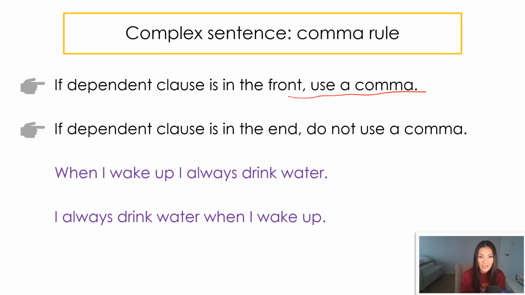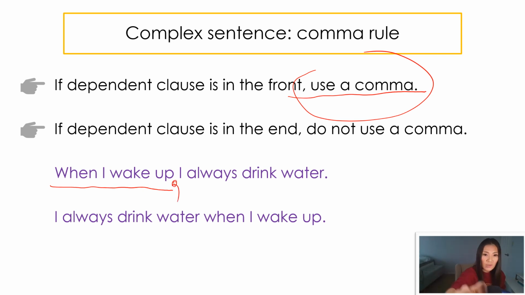When I wake up, I always drink water. So in this sentence, my dependent clause came at the beginning of the sentence. When I wake up is a dependent clause. In this situation, it says use a comma. So you must use a comma there. When I wake up, comma, I always drink water. However, if the dependent clause comes later in the sentence, for example, like right here, I always drink water when I wake up. When the dependent clause comes at the end, you should not use a comma. So please remember this rule for the complex sentence.